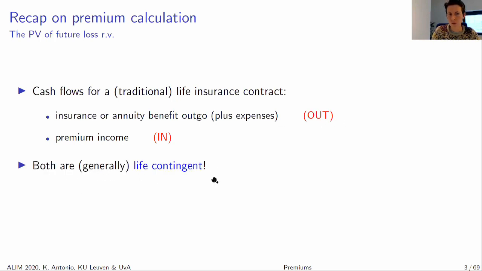Both are generally life contingent, because you pay premiums as long as you are alive, and the insurance benefits will be paid in the event of death. The annuity benefits will be paid as long as somebody is alive. So these streams of cash are life contingent. And we're going to define the so-called loss as the out minus the in. That's what we define as the loss vector over time, from the point of view of the insurance company.